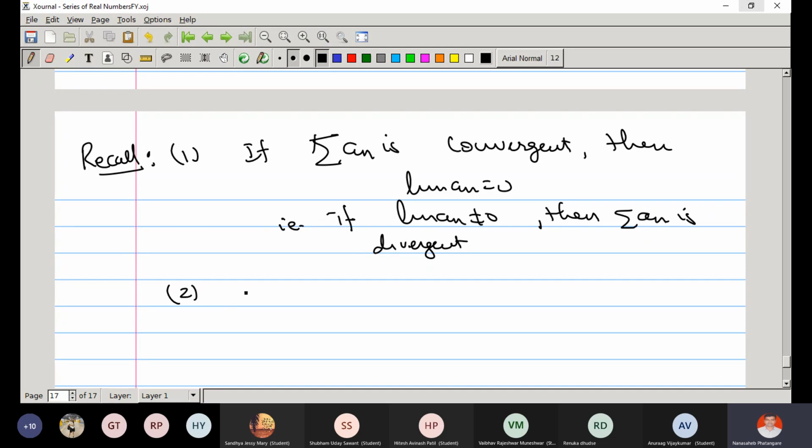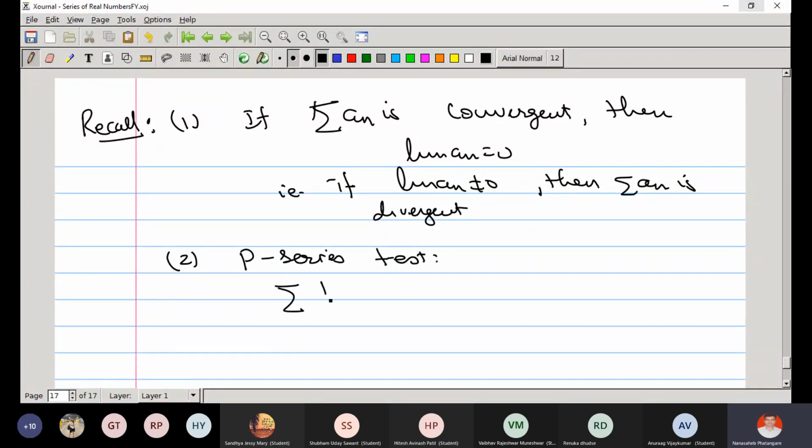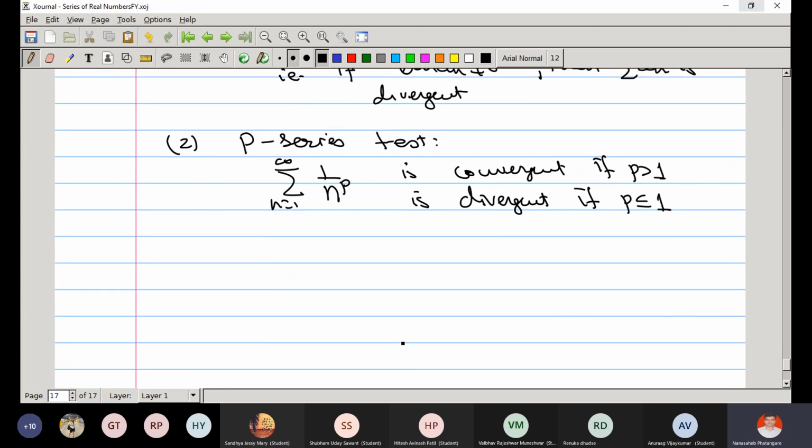Secondly, the P series test. So what is the P series test? Series 1 upon n raised to P is convergent if P is greater than 1, and divergent if P is less than or equal to 1. This is what we learned last time.